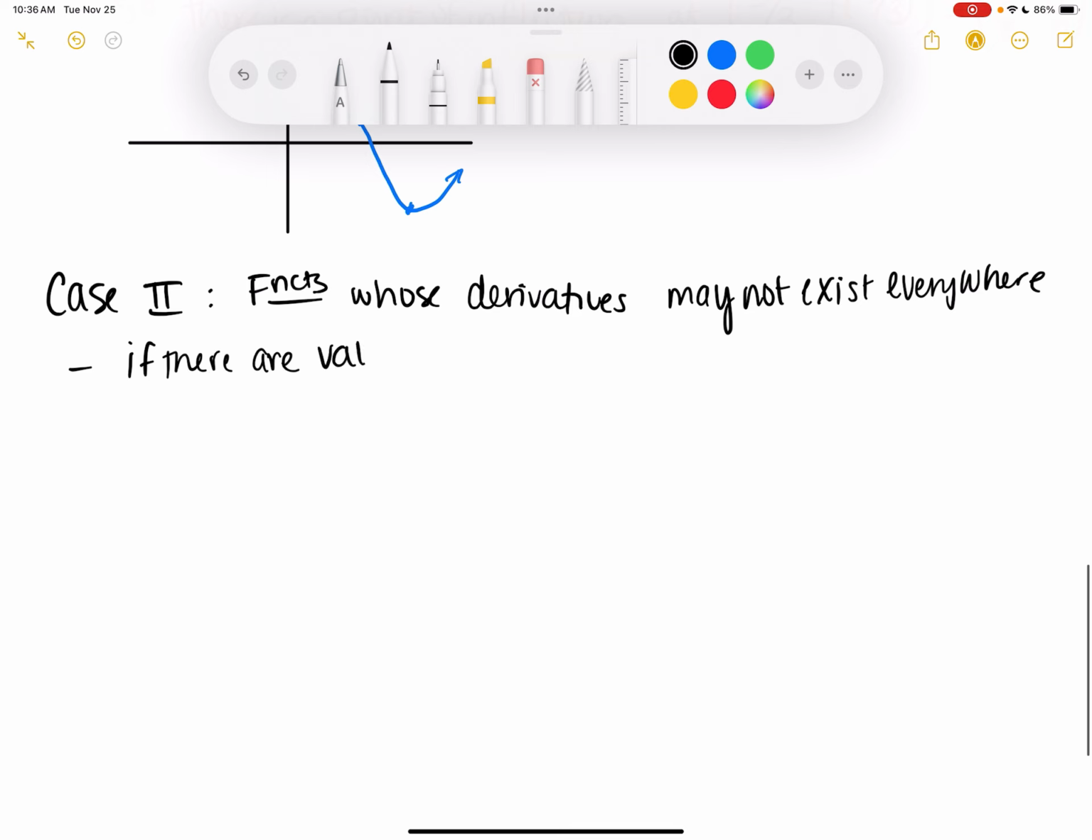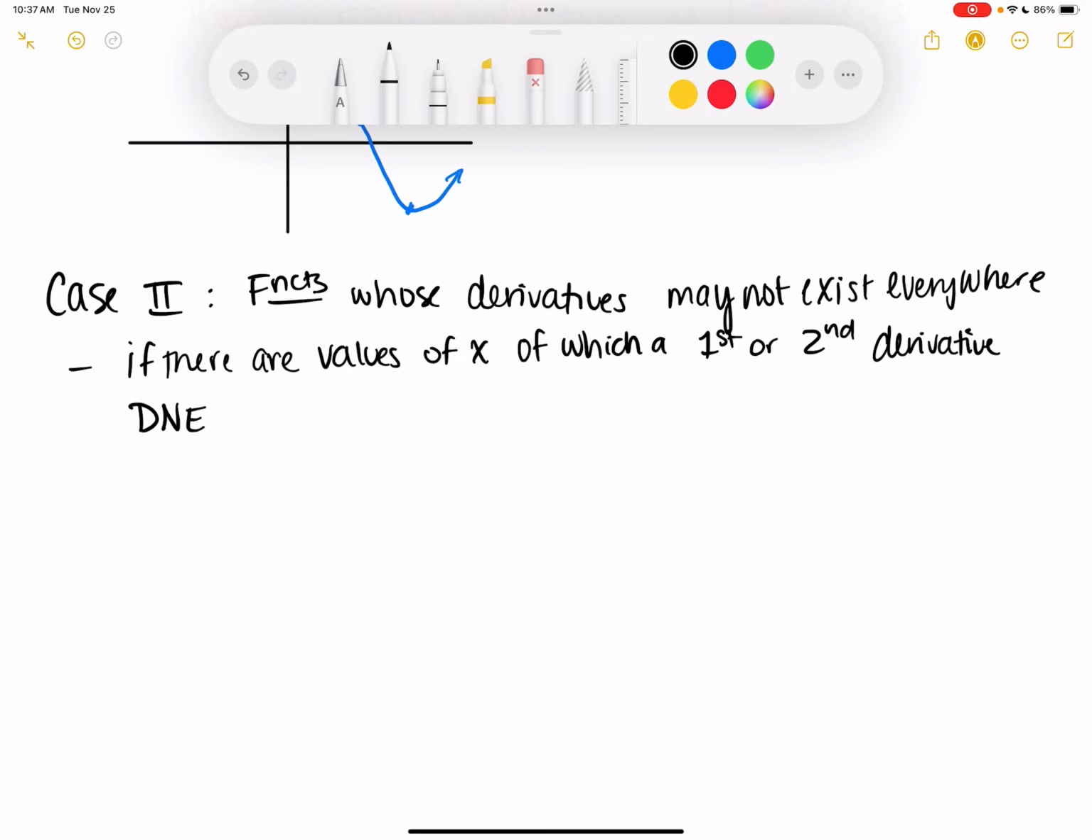All right, so if there are values of x at which a first or second derivative does not exist, so D and E, I think we've talked about it before, but that does not exist, consider those values separately.